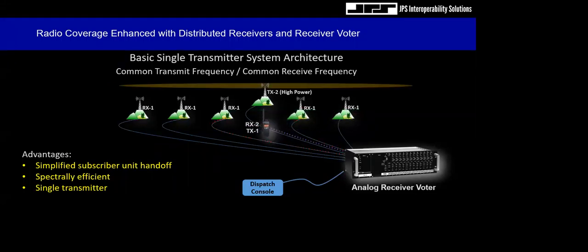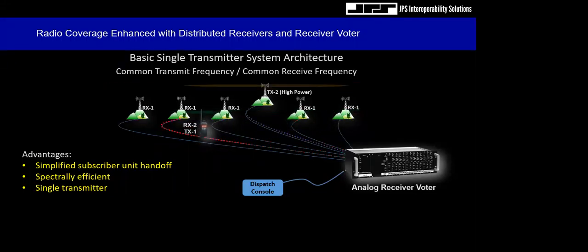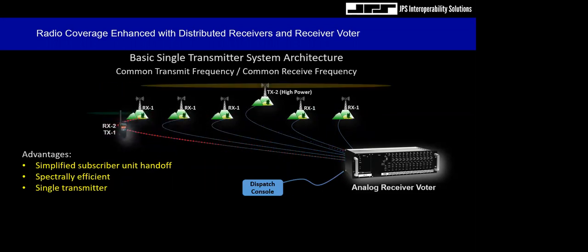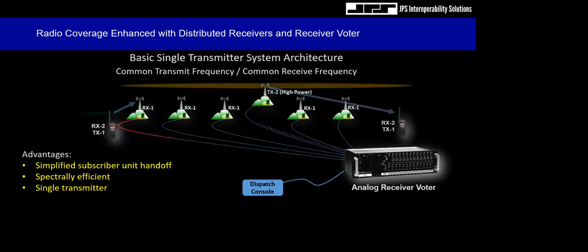And this is one of the most basic systems, where I have multiple receiver sites and a single transmitter. As I roam throughout my region, you'll notice my transmitter on my subscriber units transmitting on -1, and my receivers are all at -1. So this means, as a user of my subscriber unit, I have a really nice handoff. I don't have to change channels. I can just roam throughout my operational area, and I will hopefully be within coverage of a receiver site.